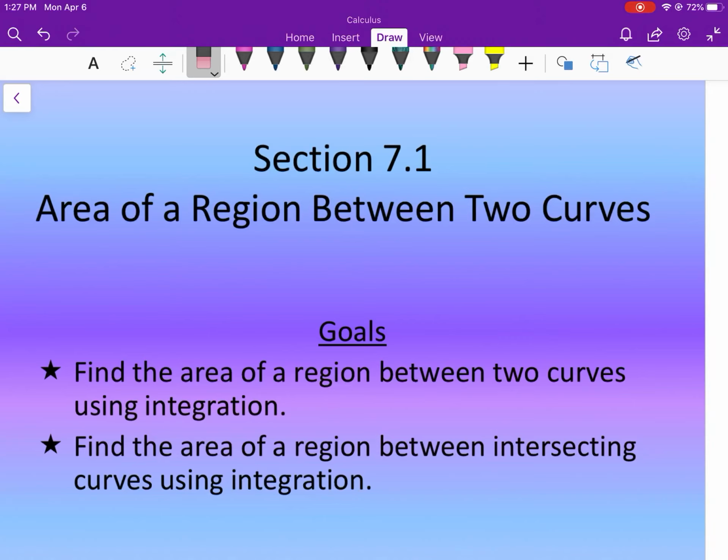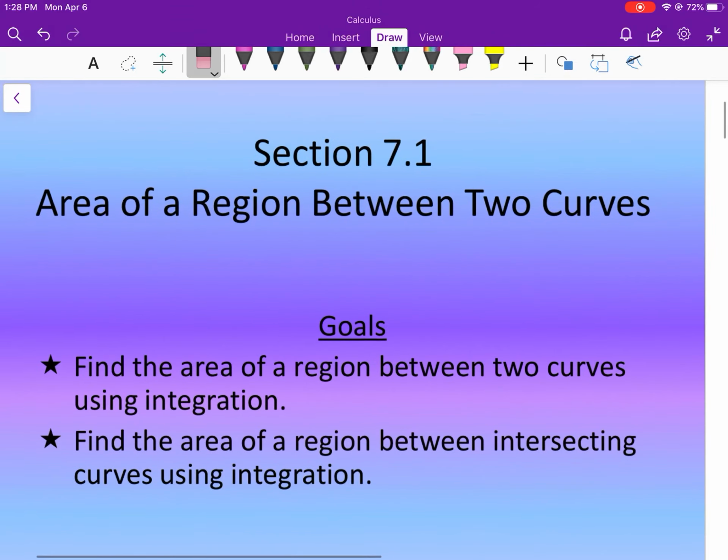Right, calculus, we're going to move into chapter 7. So in the beginning parts of chapter 7, we're going to find the area between two curves, and then in 7.2 and 7.3, we'll actually be finding the volume, which results in taking the area of a region and rotating it around an axis. What we start off with is just area.